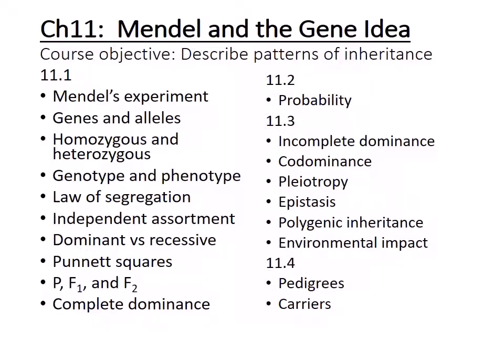So chapter 11 is really about describing patterns of inheritance. So 11.1 is really a lot of background terminology and a little bit on Mendel's experiments. And then we'll talk about patterns of inheritance like complete dominance, incomplete dominance, codominance, pleiotropy, epistasis, polygenic inheritance, and then also how the environment can impact your phenotype, and a little bit about pedigrees and carriers as well.